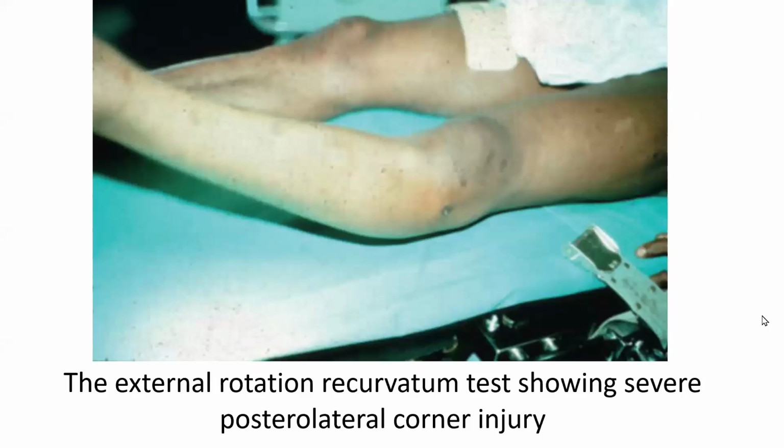This shows you a patient who has lateral collateral ligament damage, and it shows the external rotation recurvatum test showing severe posterolateral corner injury. In these injuries, you have to pay attention to the peroneal nerve because it can tear, it can rupture.